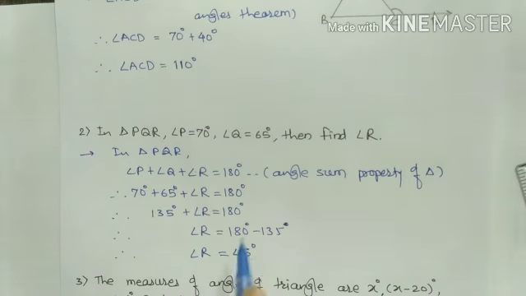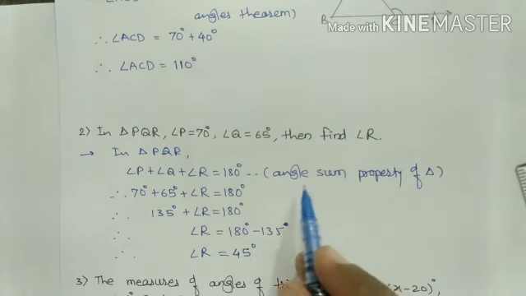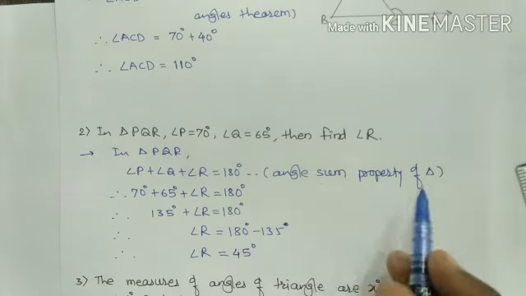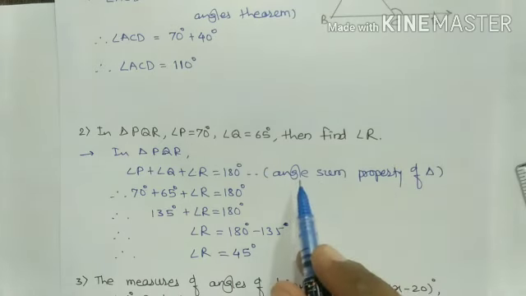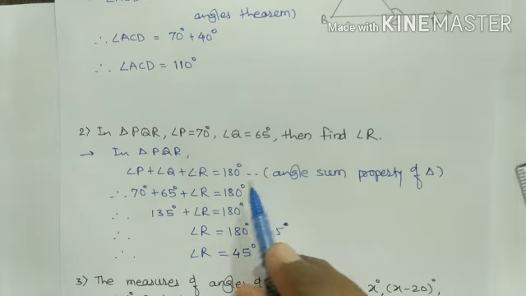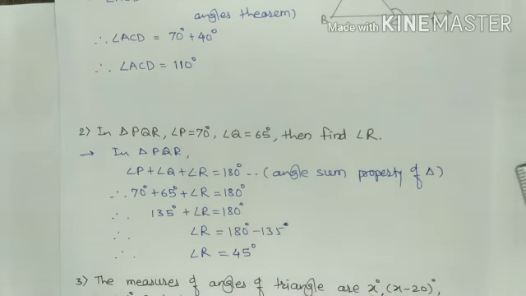Here you find the measure of the third angle of the triangle by using the angle sum property of the triangle, that is the sum of the measures of all the angles of the triangle is 180 degrees.